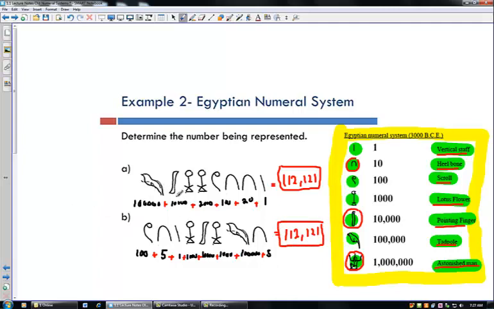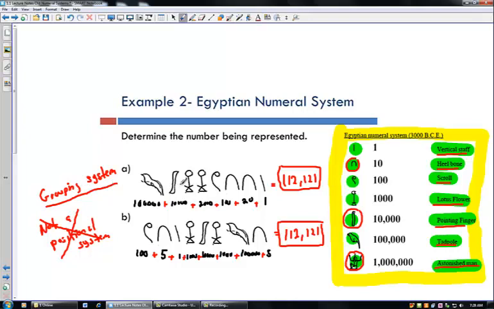What you want to notice about this is that this is called a grouping system. It's not a positional system. It's called a grouping system because no matter how you group the numerals together, you get the same answer. It's not a positional system, because if you change the position, you don't change the number. It's the only numeral system of this type we're going to look at. It's kind of neat like that. It doesn't matter how you write them.